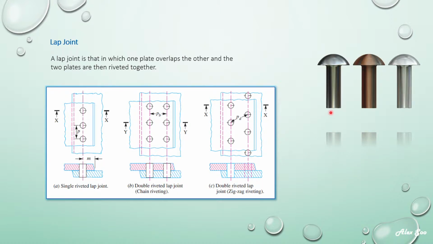Now these are the examples of rivets. The body here is called the shank. This is called the head, the shank, and the bottom part here is actually called the tail, but it is not shown here.